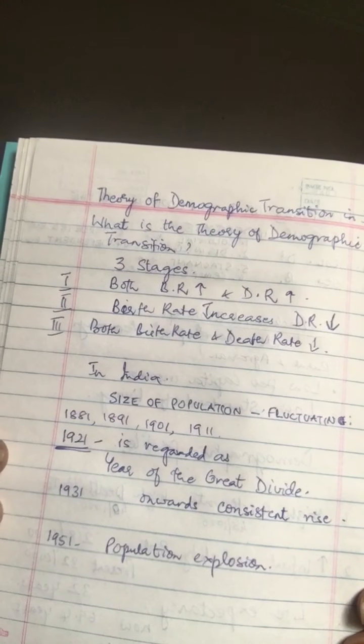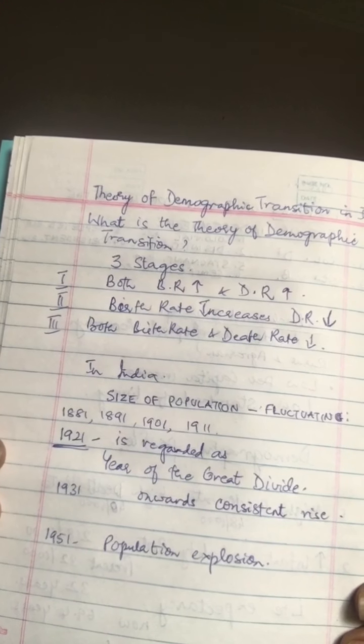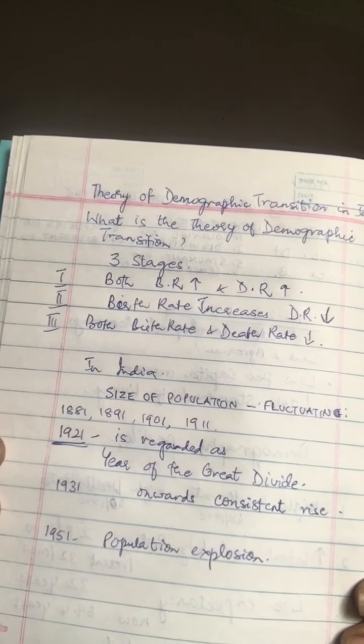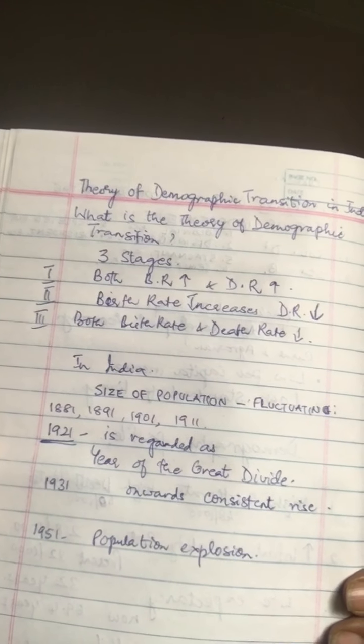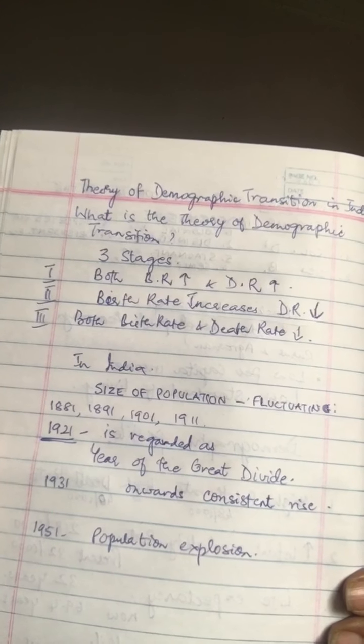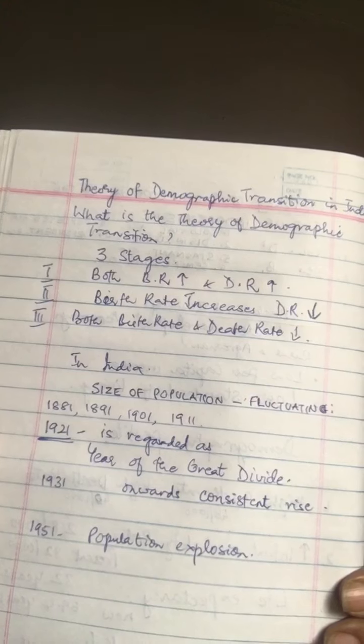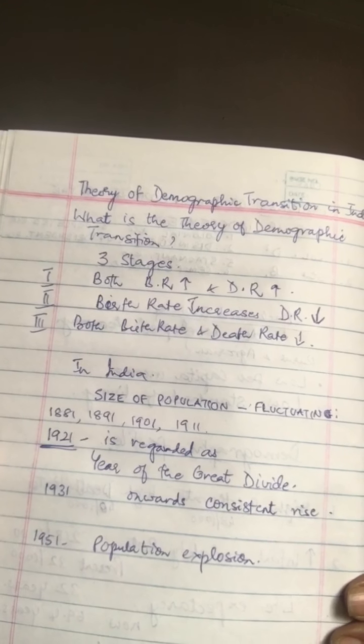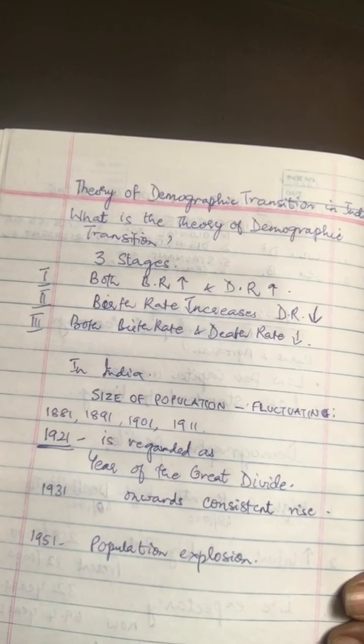So these are the three stages, and generally every country goes through them. Today we also have them divided into 5 stages. But right now, just for our understanding, let's talk about the demographic transition in India.